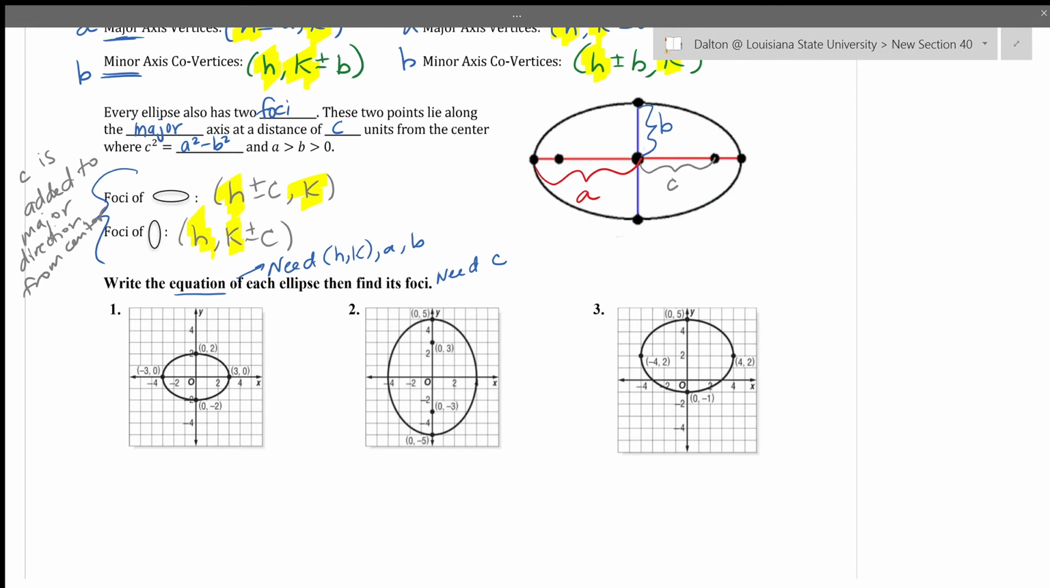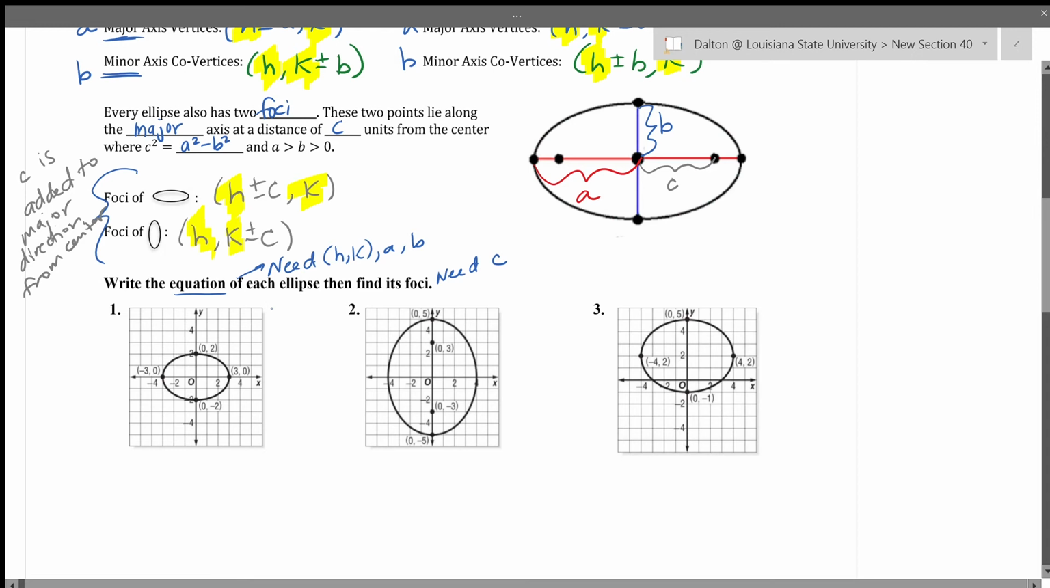Okay, for number 1, where's the center of this ellipse? Origin, which has the coordinate 0, 0. Thanks for shouting, Zach. I appreciate it.